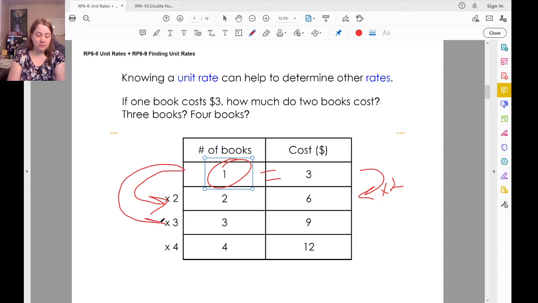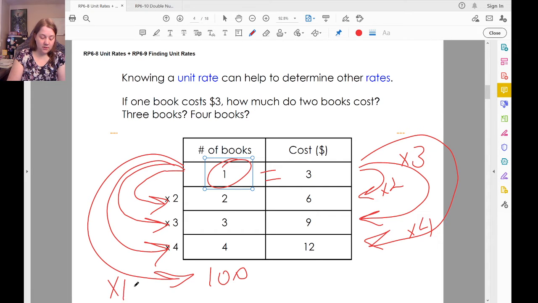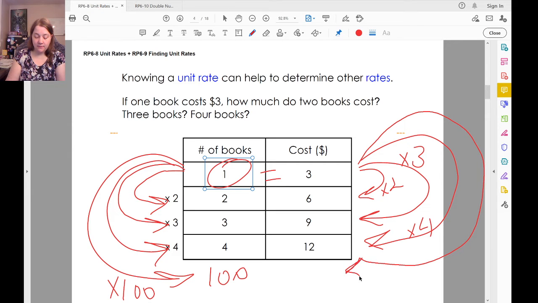To figure out how much 3 books cost, go back up to the unit rate. 1 times 3 is 3, so we're going to take that 3 times 3 to get 9. And then the same thing to figure out for 4 books. Multiply both sides times 4 to get 12. We could figure out how much 100 books will cost. Because if I multiply 1 times 100, I get 100. So I'd multiply 3 times 100 and get $300.